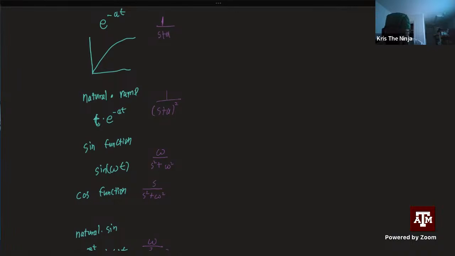And then the natural exponential function times the cosine function, which would be e to the minus at times cosine omega t. That Laplace transform comes out to s plus a over (s plus a) squared plus omega squared.